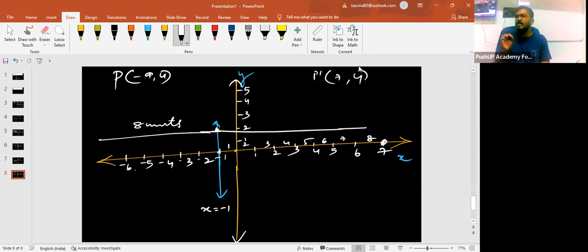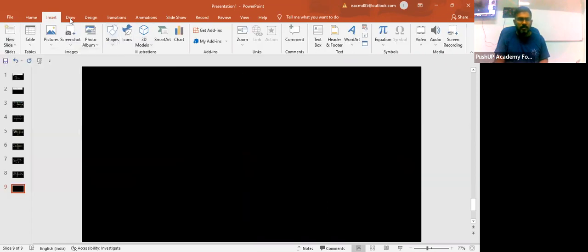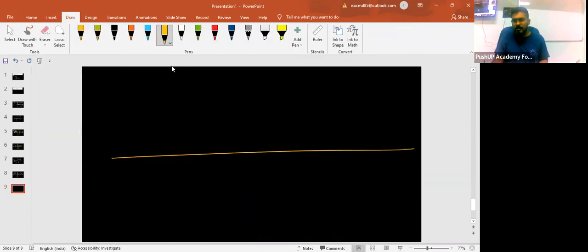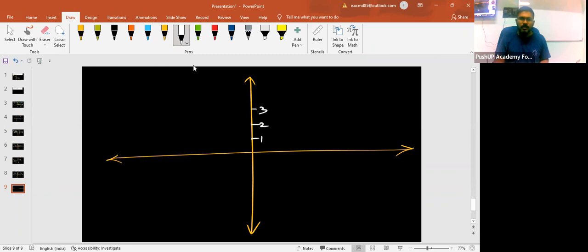And remember, children, in the board examinations, they will give you only such coordinates which you can easily count on your fingers. If this part is clear, we can move on to the next topic, which is reflecting a point in a line parallel to the x-axis. 1, 2, 3, 4. Minus 1, minus 2, minus 3, minus 4.